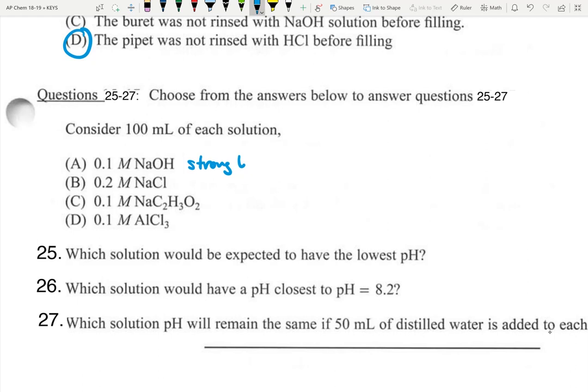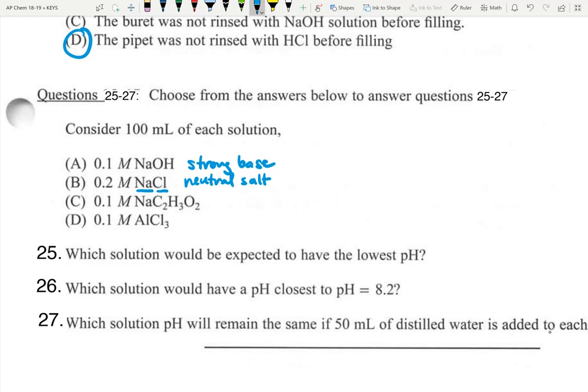It's going to have a high pH. That's not our answer for 25. Sodium chloride, what's that? Sodium comes from a strong base, sodium hydroxide. Chloride comes from a strong acid, hydrochloric acid. If you have in our compound here sodium from a strong base and chloride from a strong acid, that's a tie. That makes this a neutral salt. Neither one of these parts, sodium nor chloride, can act as a base or an acid in solution.